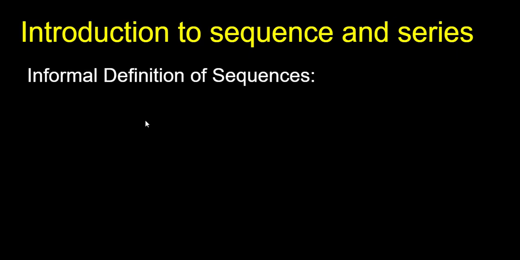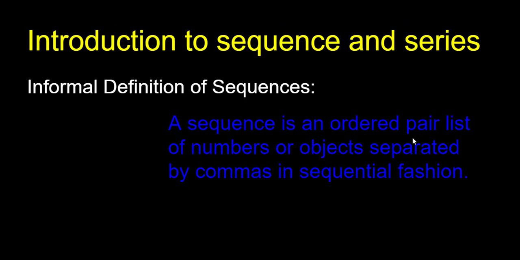I mean, real life application. Look at the informal definition of sequence. This is the informal definition of sequence: a sequence is an ordered list of numbers or objects separated by commas in a sequential fashion.